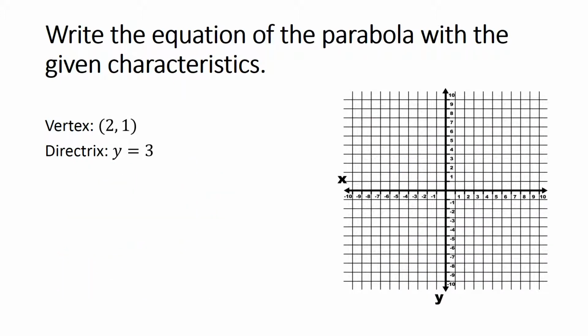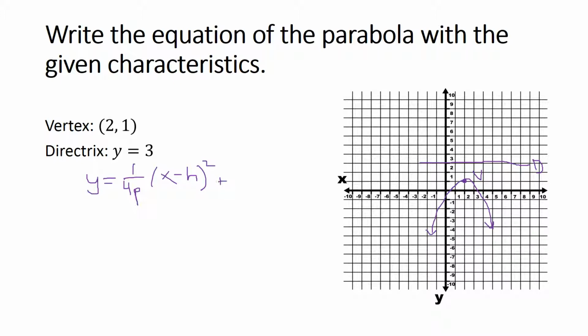Now for the next example, I have a vertex at (2, 1). I'm going to label that V for vertex. I also have a directrix at y equals 3. So that's going to cross through the y-axis at 3. Now remember that your parabola always points away from the directrix, so I understand that this parabola points downward. And what I'm trying to do here is write an equation for this particular function. So the formula, 1 over 4p times x minus h squared plus k.